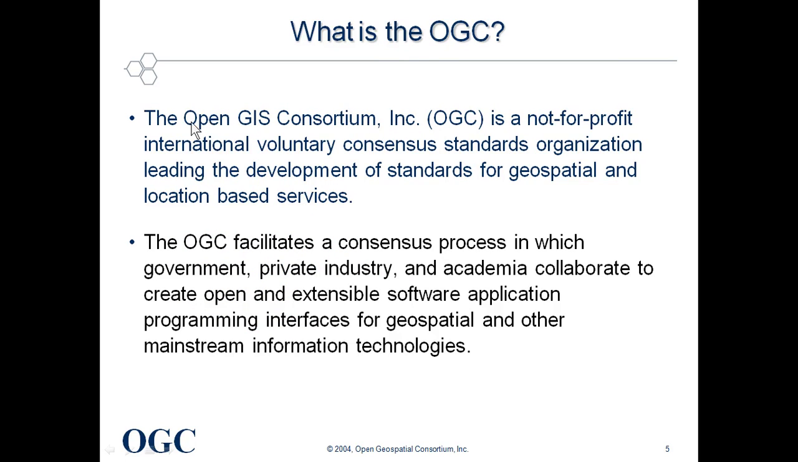Now what is OGC? This OGC, Open GIS Consortium, is a not-for-profit international voluntary consensus standards organization leading the development of standards for geospatial and location-based services. And the OGC facilitates a consensus process in which government, private industry, and academia collaborate to create open and extensible software application programming interfaces for geospatial and other mainstream information technologies.